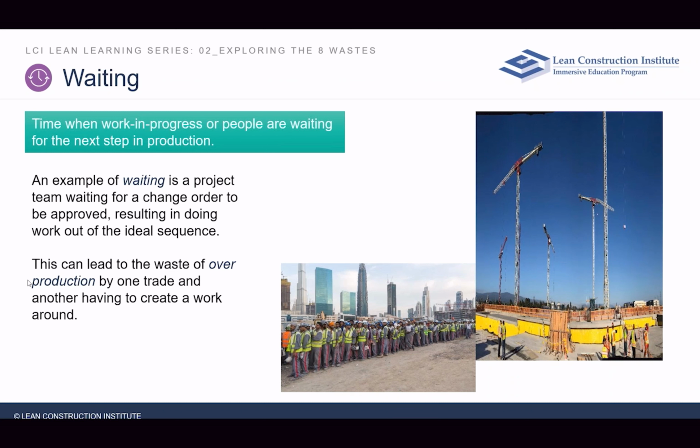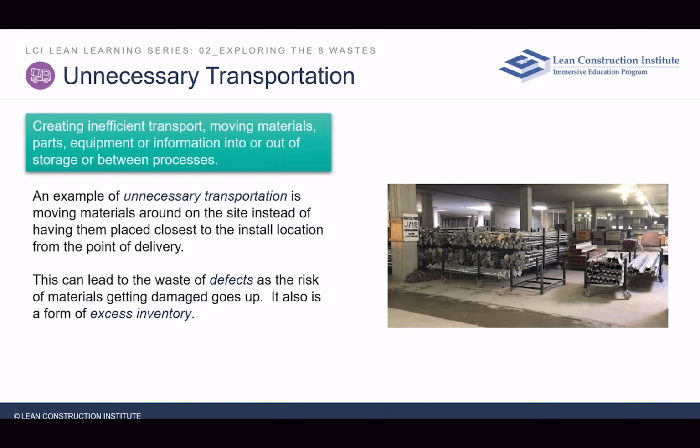And again, this could lead to overproduction, with one trade or another having to work or create a workaround. This is that out of sequence work that I was talking about. So let's talk about unnecessary transportation, which is the next one. This ties in really well to excess inventory, but when we talk about unnecessary transportation on a project site, we're talking about moving materials around a construction site multiple times.